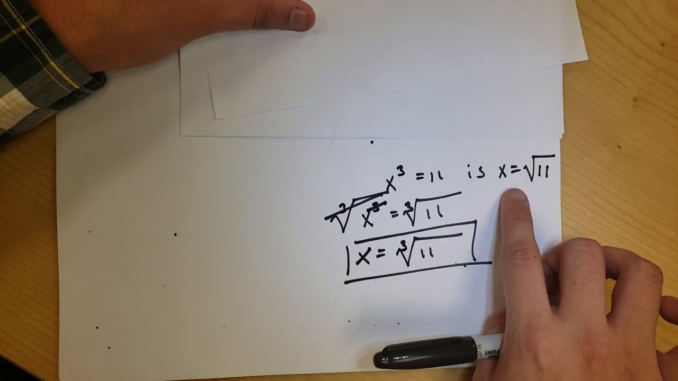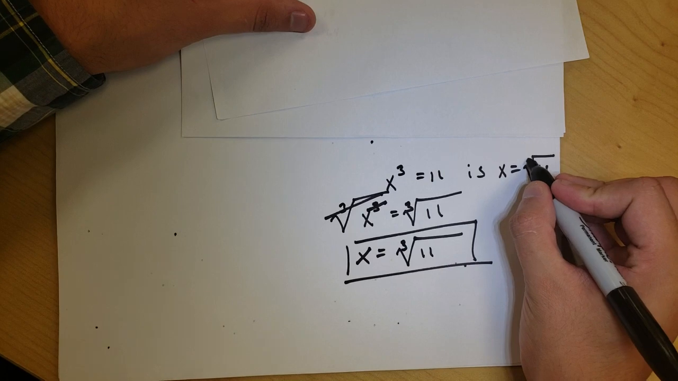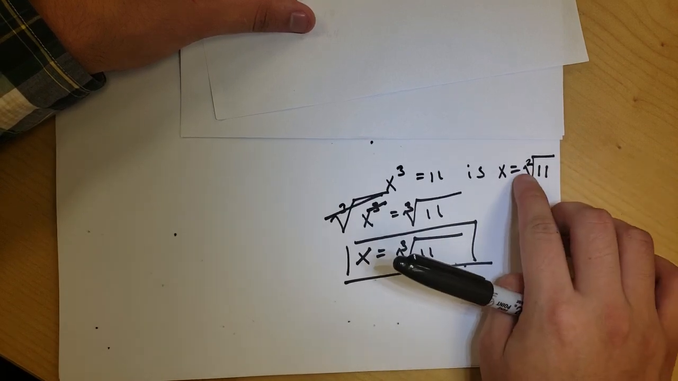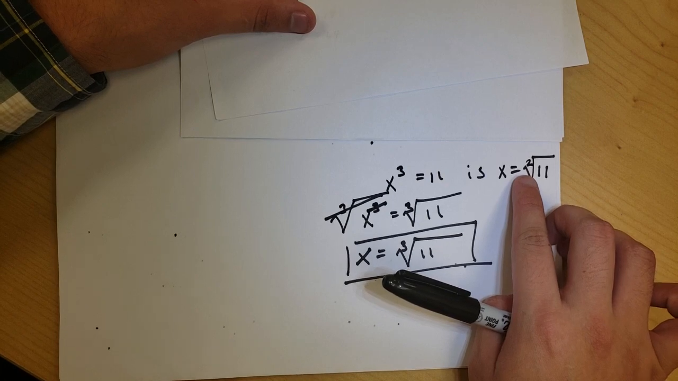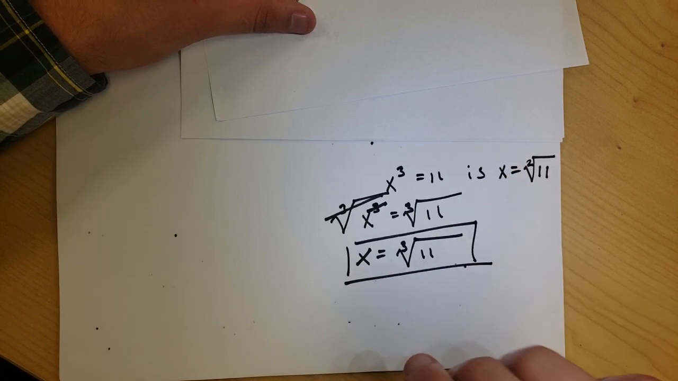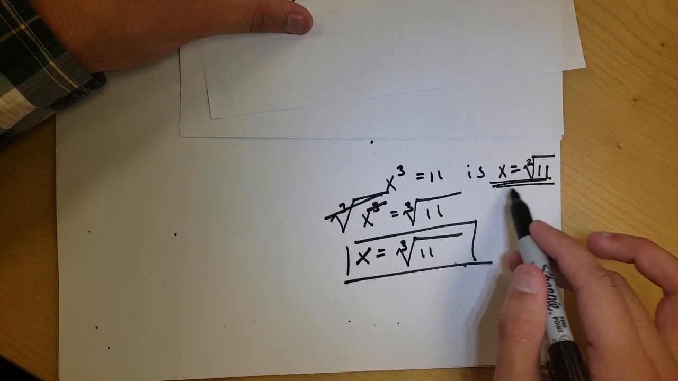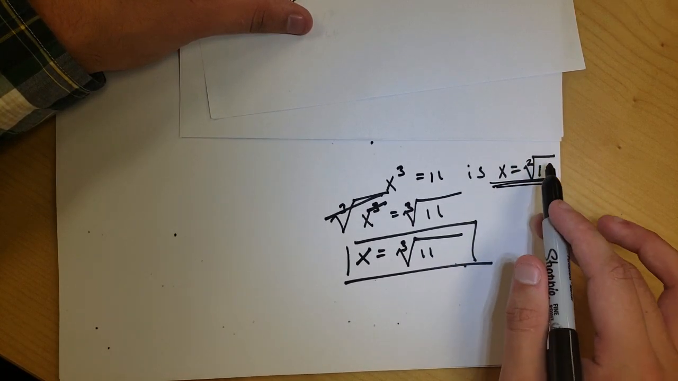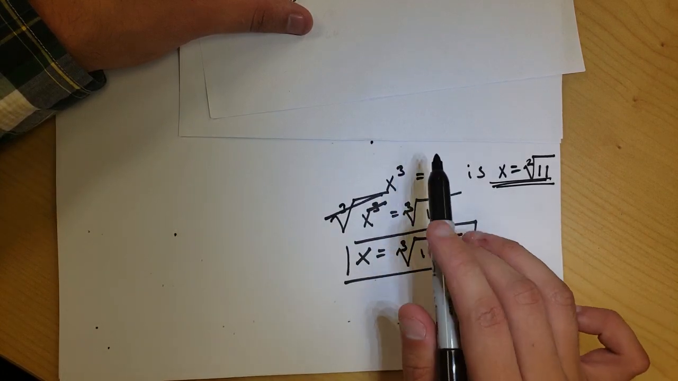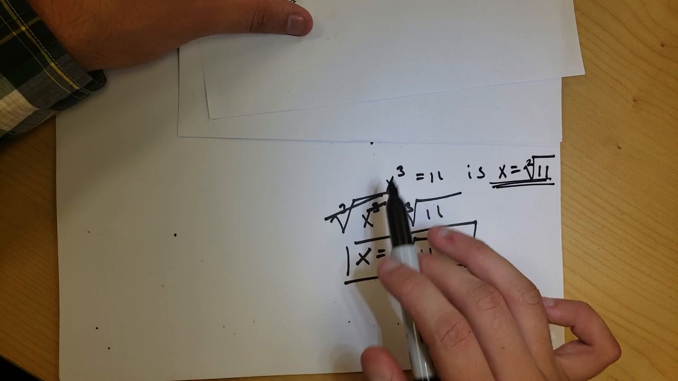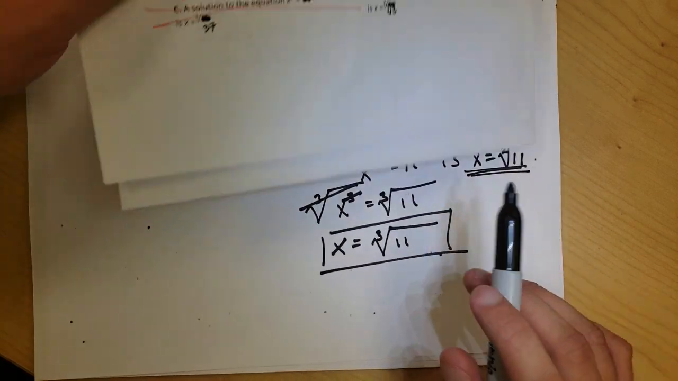This is the square root of 11. When you don't see a number in the pocket, you assume it's a 2. There's really supposed to be a 2, but a lot of times we don't write it because we assume it's a square root when there's nothing in there. But nonetheless, this is still not the answer. The square root of 11 is not a solution to a cube problem. A solution to a cube problem is a cube root answer. A solution to a squared problem is a square root answer.